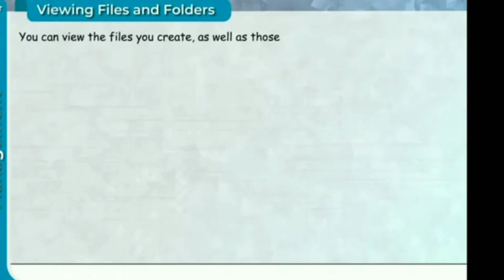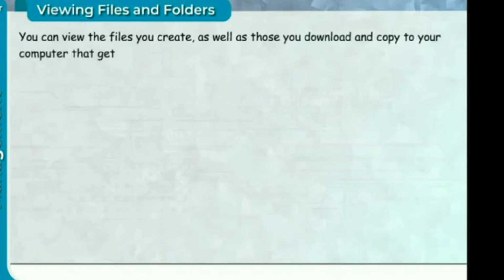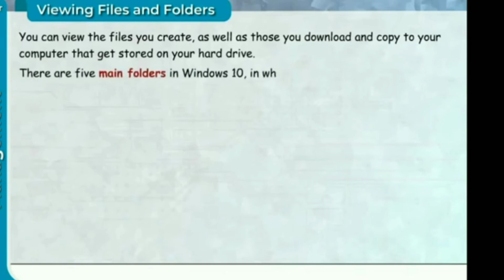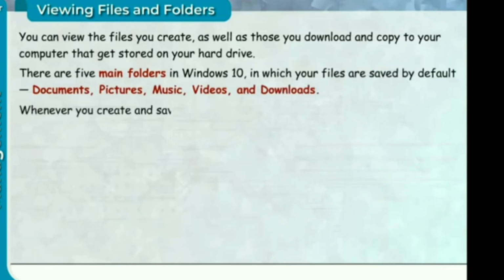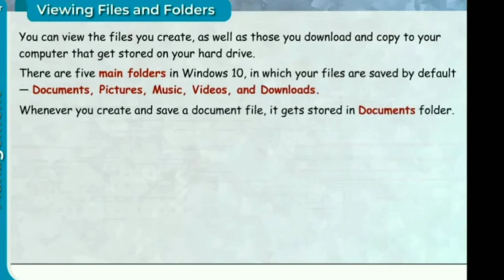Viewing files and folders. You can view the files you create as well as those you download and copy to your computer that gets stored on your hard drive. There are 5 main folders in Windows 10 in which your files are saved by default: Documents, Pictures, Music, Videos, and Downloads. Whenever you create and save a document file, it gets stored in Documents folder.